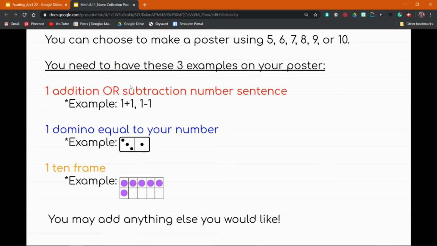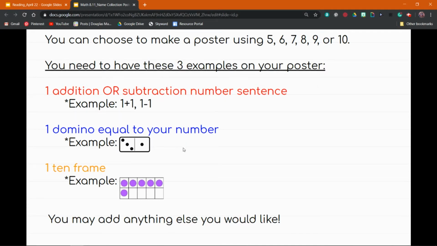Then, as you start to create your poster, there are 3 things that I would like for you to include. The first thing is an addition or subtraction number sentence. There you go. This is an example. 1 plus 1, 1 take away 1. You must have either addition or subtraction. So you need to have one number sentence on your poster.